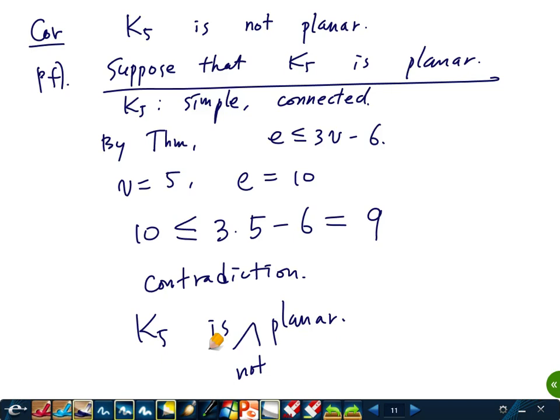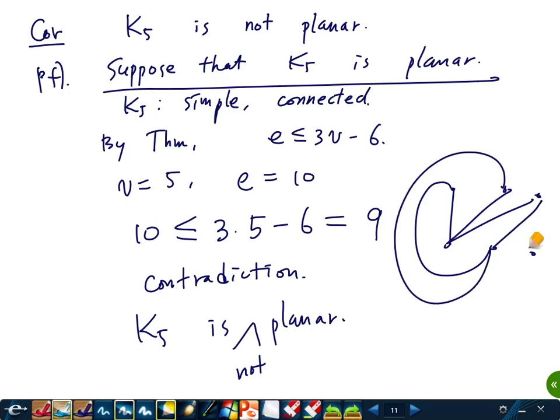Okay. K33, the complete bipartite graph, is also not planar. If you try to draw K33 without crossing edges, you always get stuck, like 1, 2, 3, and then finally, if you try to connect this, it's impossible to connect this dot with this without crossing edges. But of course, this is not a proof. It can be evidence for your guess, but it cannot be a proof.